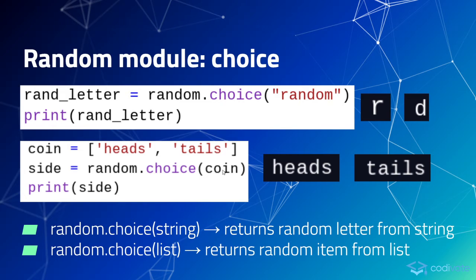So this will go to the coin list and pick a random item from it, either heads or tails. Once we have that result, it will assign it to side, and on our next line we print that out. Sometimes we could get heads and sometimes we could get tails. So you'll notice that random is useful for simulating real life events. For example, we simulated a coin flip here.